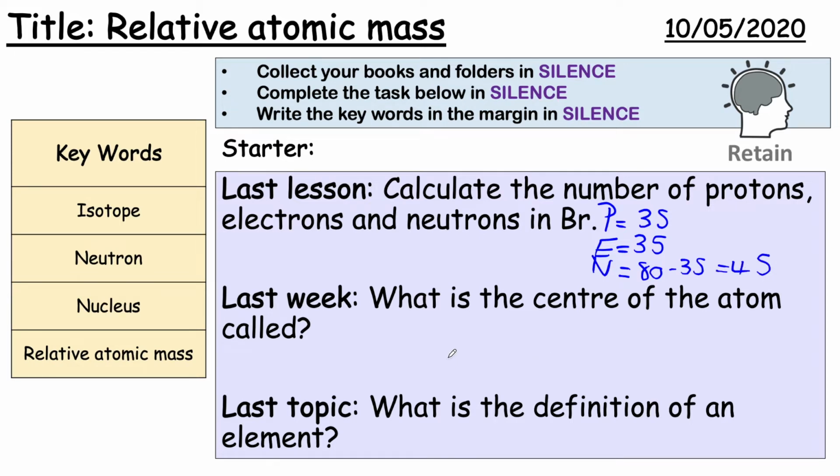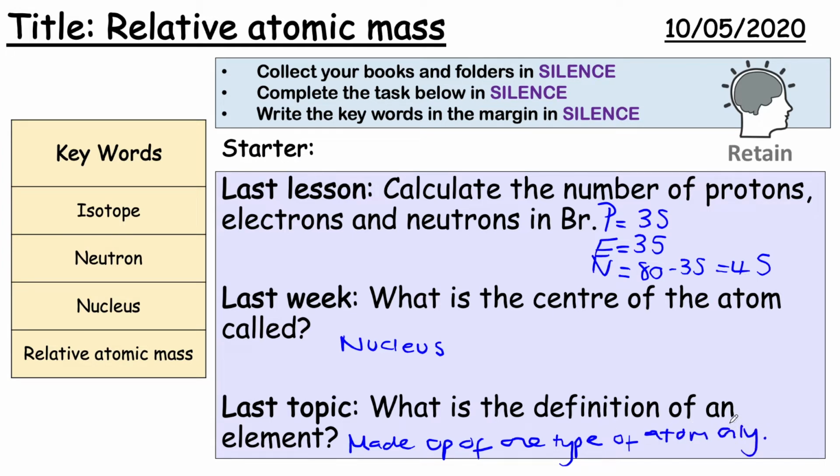Now the next question, what is the centre of an atom called? That's the nucleus. And finally, what is the definition of an element? Well, elements are made up of one type of atom only. Okay, or they're only made up of one type of atom.